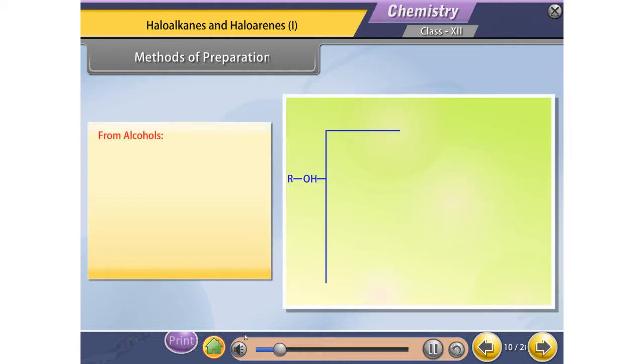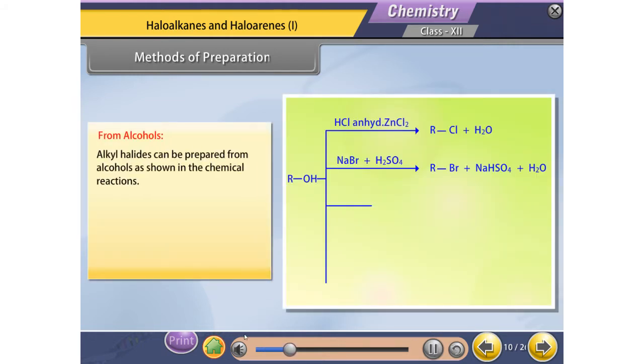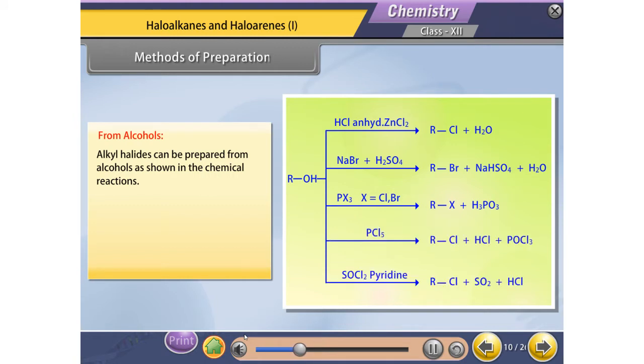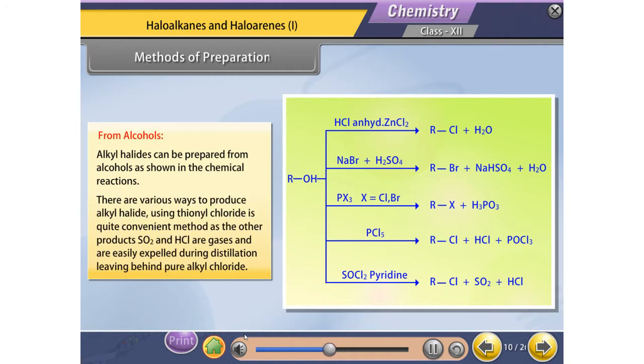From alcohols. Alkyl halides can be prepared from alcohols as shown in the chemical reactions. There are various ways to produce alkyl halides. Using thionyl chloride is quite convenient, as the other products, SO2 and HCl, are gases and are easily expelled during the distillation, leaving behind pure alkyl chloride.